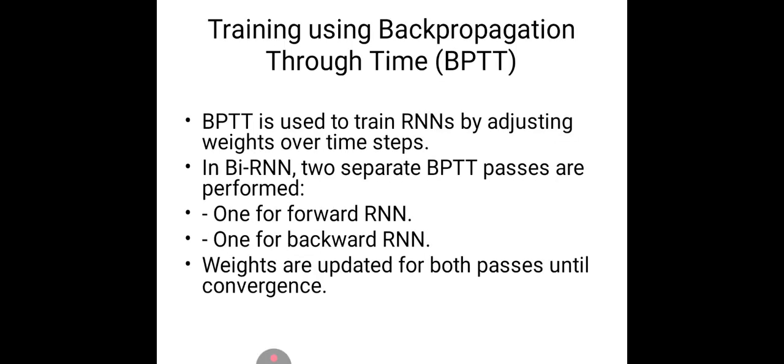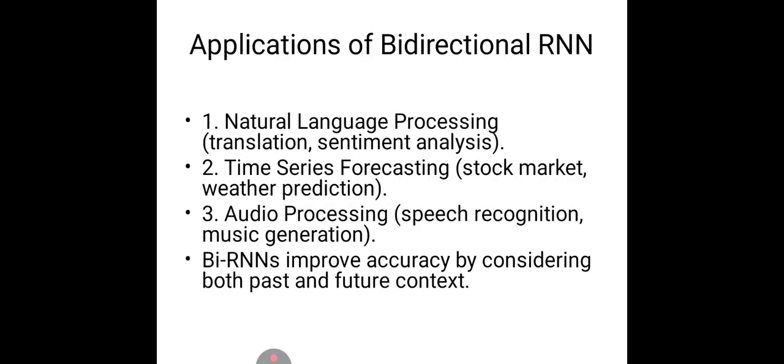And about the training using backpropagation through time. To train the bidirectional RNN, we use backpropagation through time, or BPTT. Since there are two RNN layers, two separate backpropagation passes are performed: one pass for the forward RNN and another pass for the backward RNN. So the weights are updated in both layers until the model reaches convergence. This ensures the network learns both the past and future dependencies.